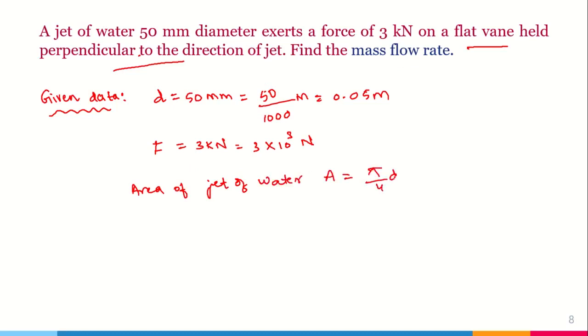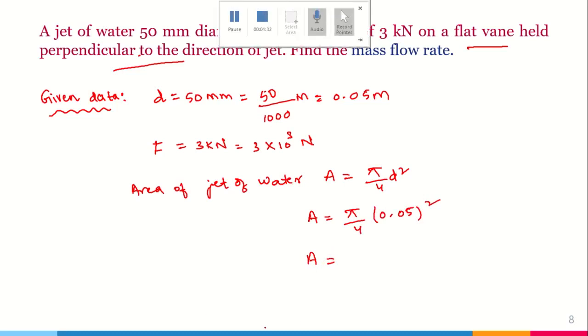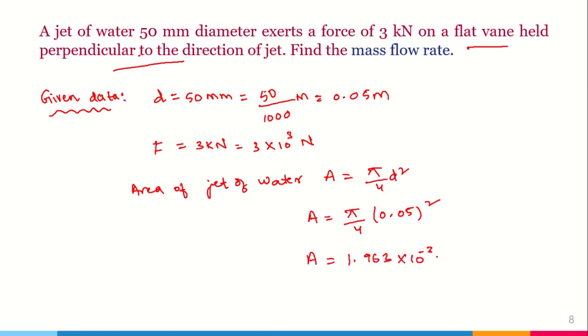The area of the jet of water, A, is equal to pi by 4 d square. So this is equal to pi by 4 of 0.05 whole square. Let's see what the value of the area is. The area value is 1.963 into 10 power minus 3 meter square. Now let's take the formula for force exerted, which is equal to rho A V square. From here we will calculate the value of V. So V square is equal to F by rho into A, so V is equal to under root of F by rho into A.